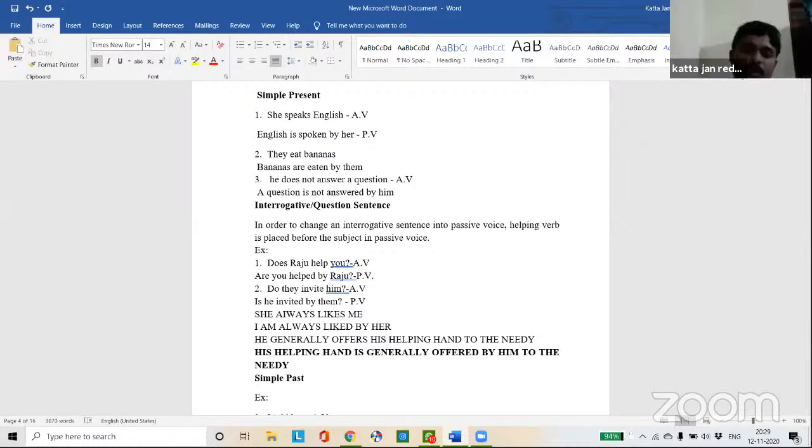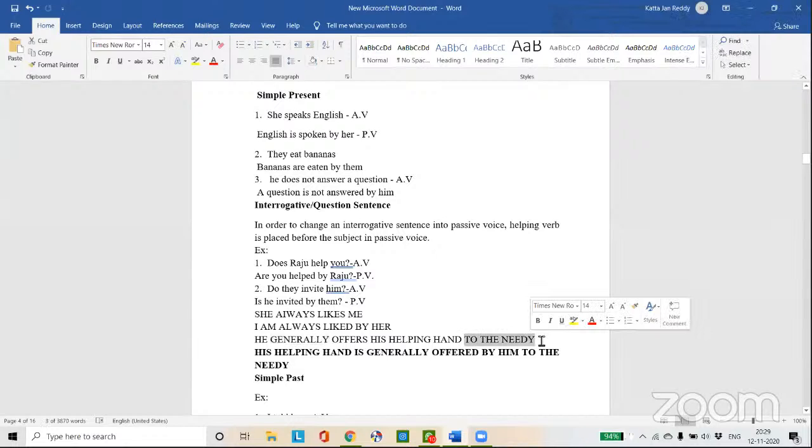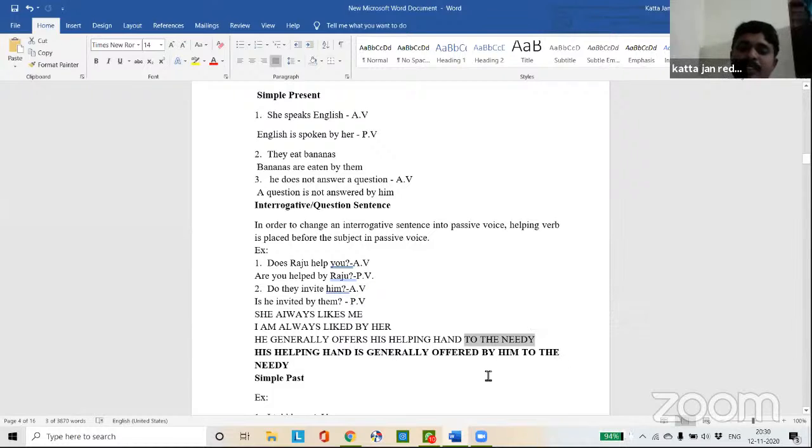Okay. Let me repeat the same with you, right? So when there is a remaining part of the sentence, remaining part of the sentence means excluding subject, verb, object. If the remaining part of the sentence is given after the subject, it is used after the be form in passive voice, right? And when the remaining part of the sentence is given at the end of the sentence in active voice, the same place can be used in the passive voice.